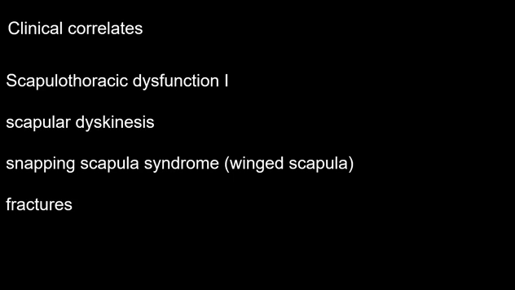The clinical correlate is that we have scapulothoracic dysfunction. This is basically scapulothoracic dysfunction. So normally when there is malfunction of any of the nerves supplying any of these muscles, you have a dysfunction of that particular muscle.